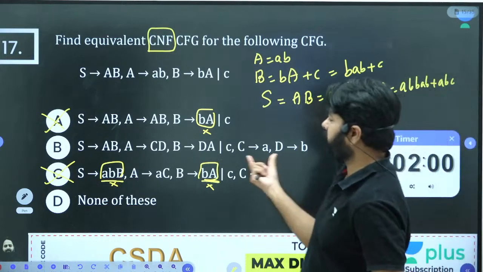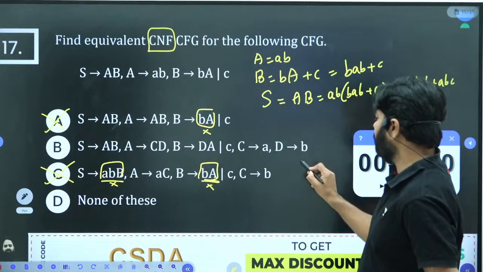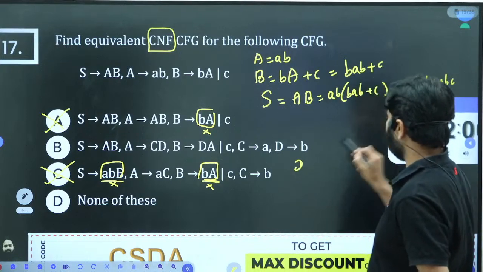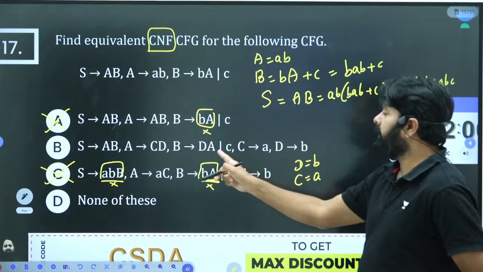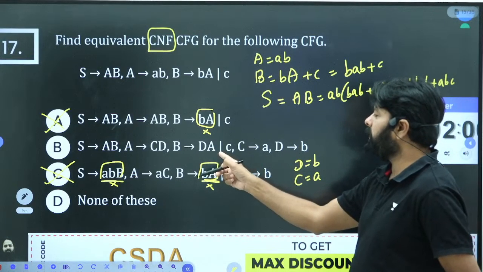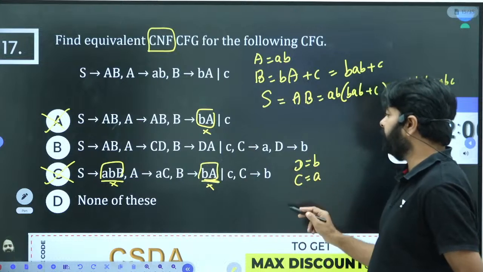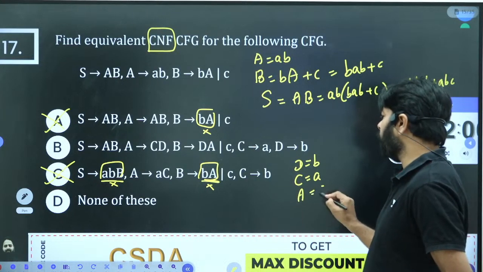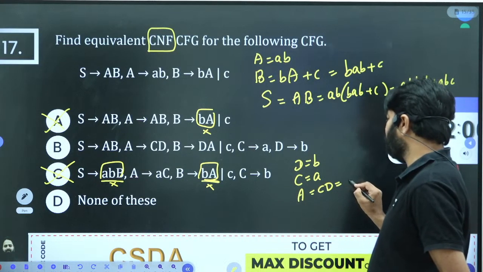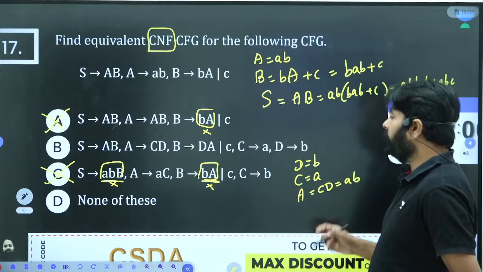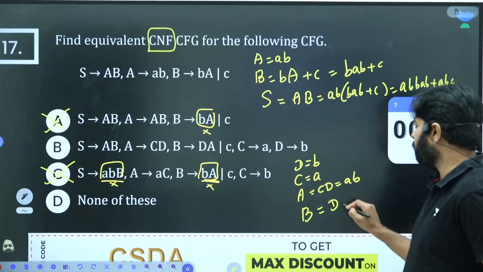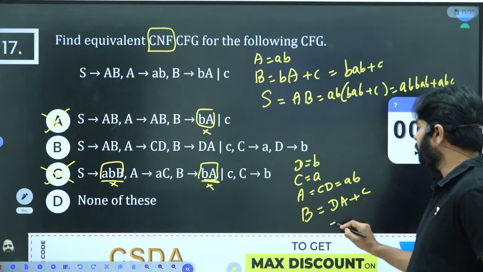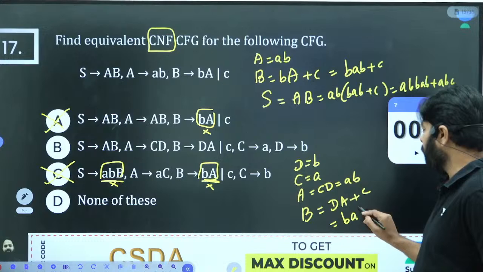Now we have to understand what B does. Capital D is B and capital C is A, and capital B depends on DA, capital A depends on CD. We already know it. We can find out what is A. A is equal to CD, C is A, D is B. Now we got A, so we can also prove what is B. What is B? DA or C. What is D? D is B, A is AB plus C.